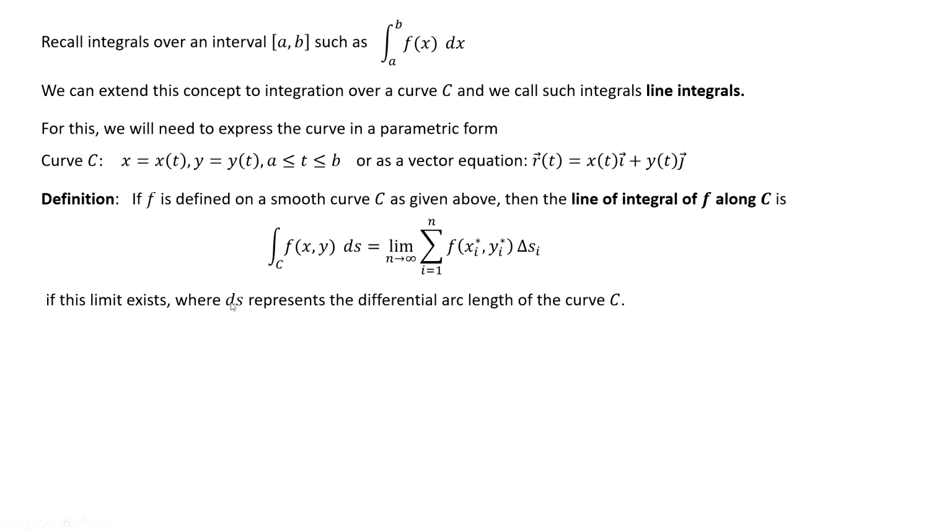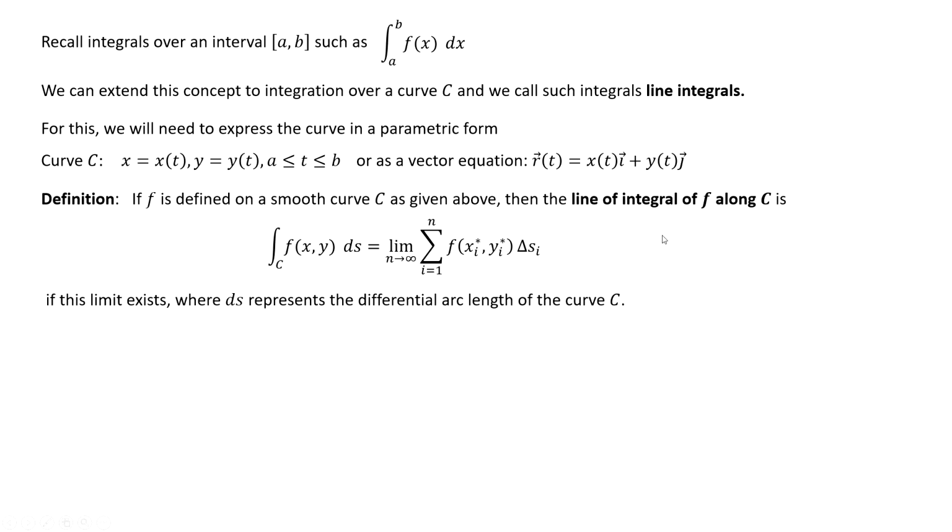Now, however, we still need to understand what in the world ds is. ds represents the differential arc length of the curve C. Differential arc length of curve C. What do I mean by that? Okay, shucks, I don't have a picture of it.